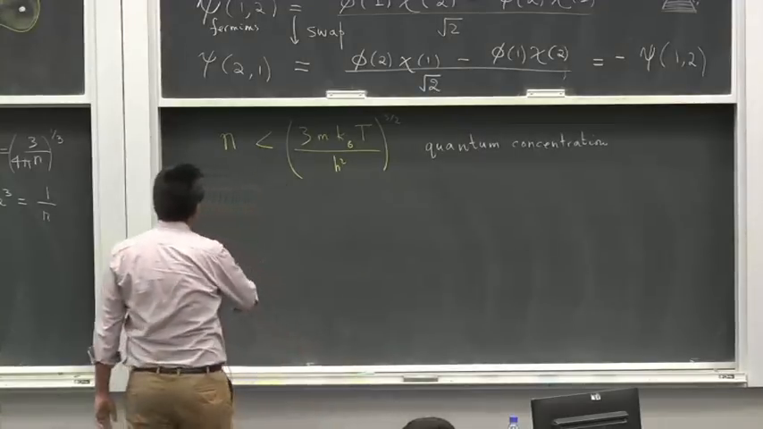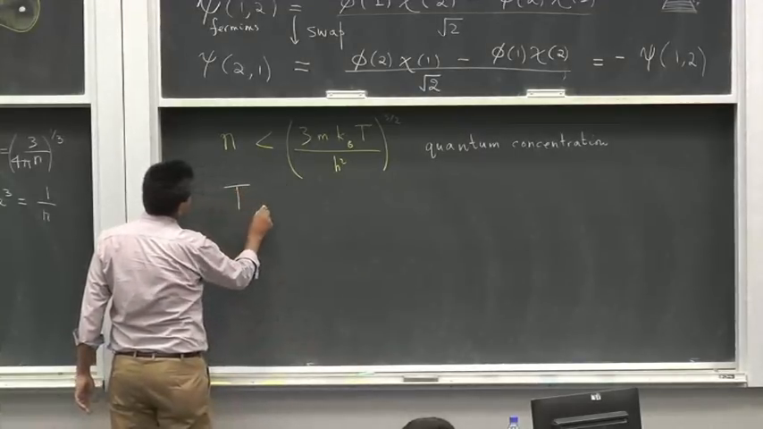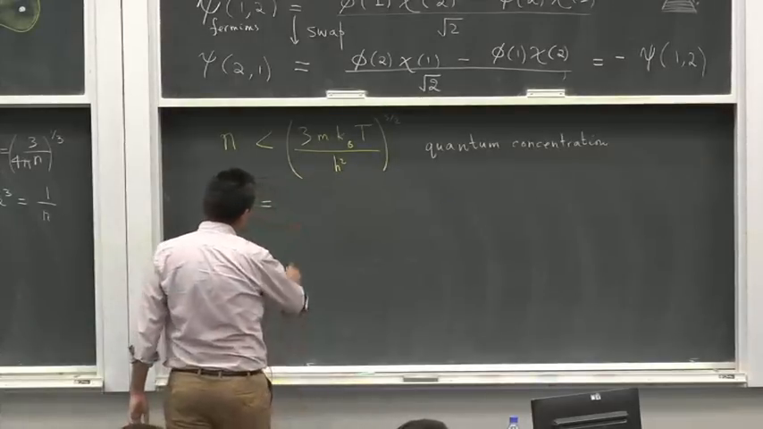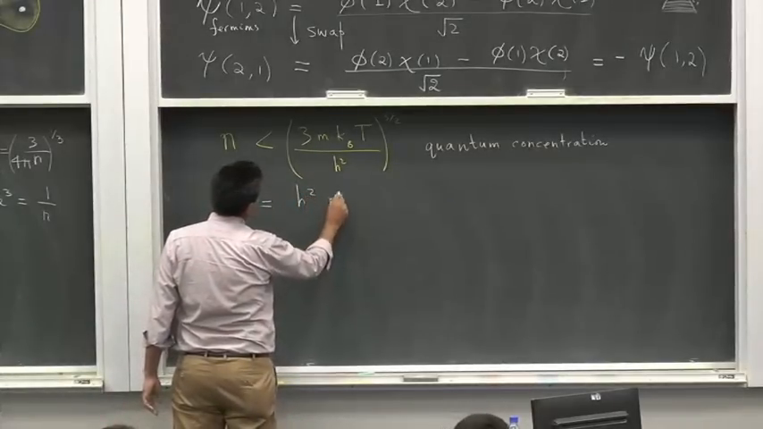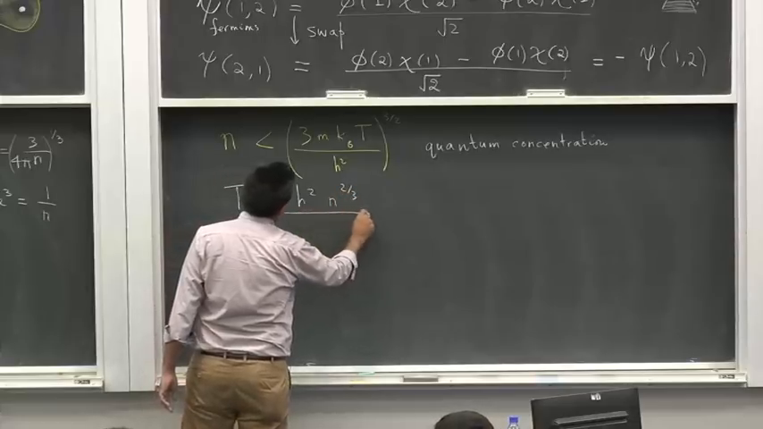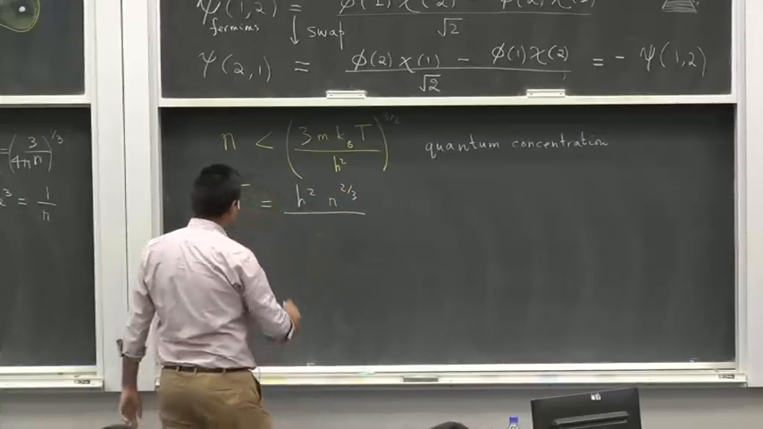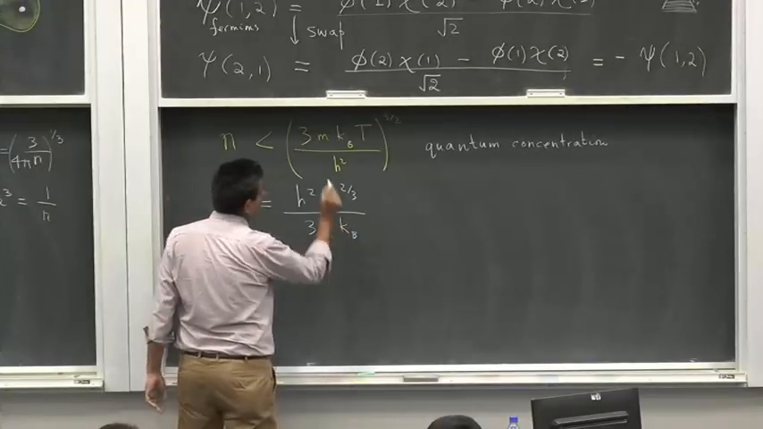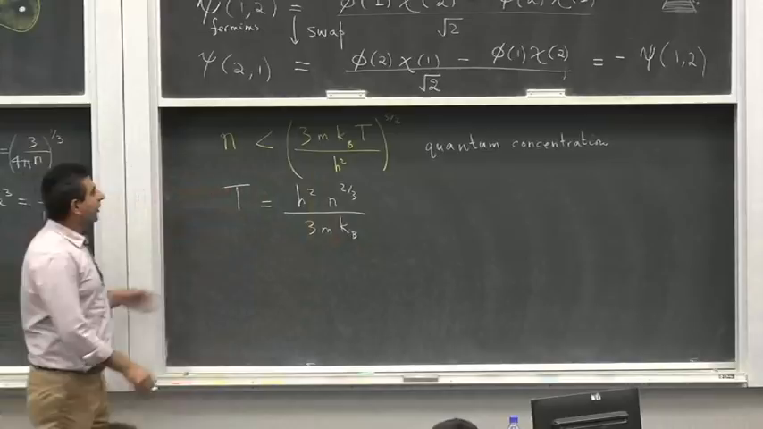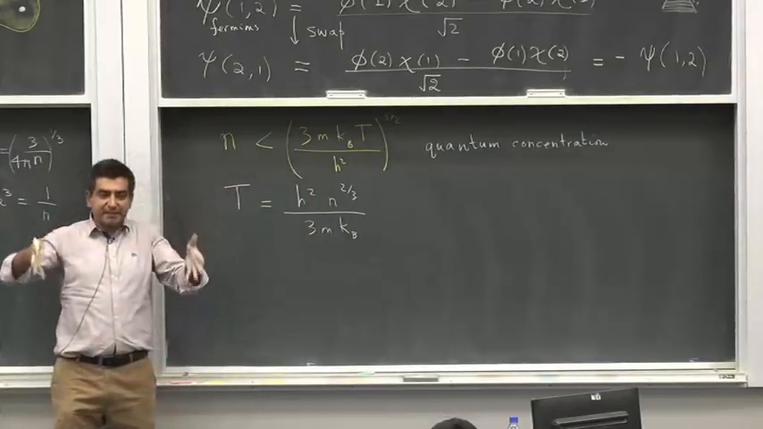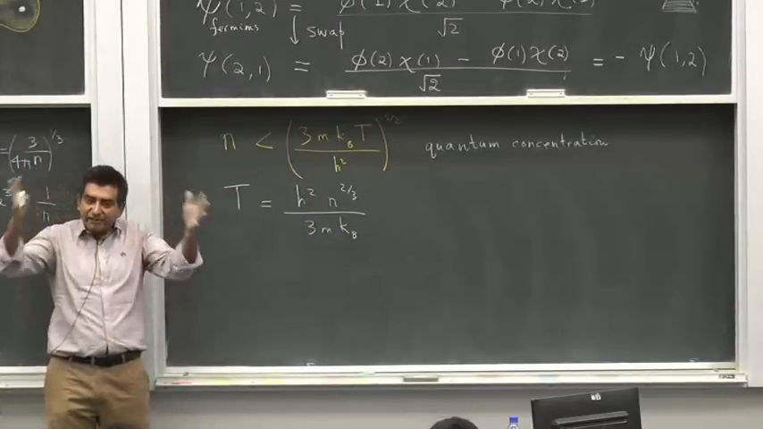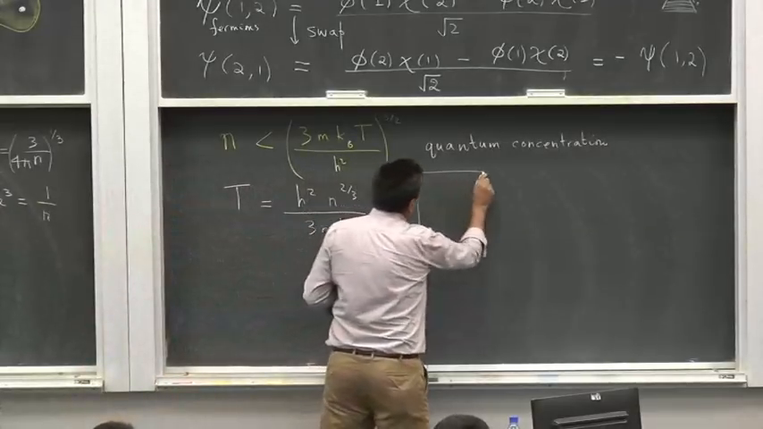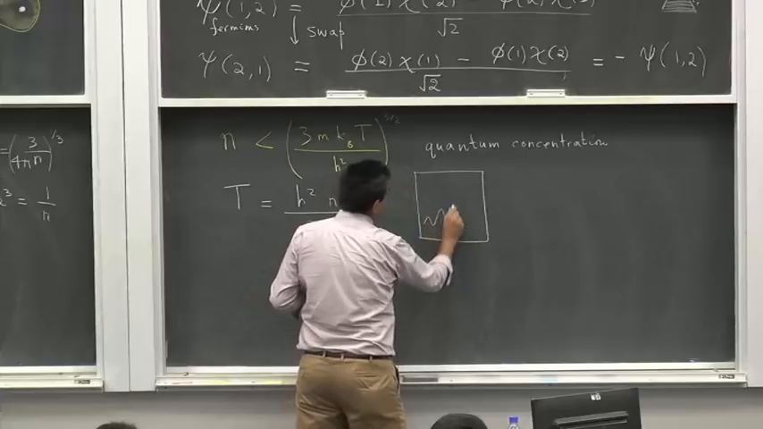And if I make T the subject of this equation, then T turns out to be h squared n to the power 2/3 over 3 m kB. So if I were to achieve this temperature in a gas of rubidium atoms, what's going to happen is that the wave functions are going to overlap.